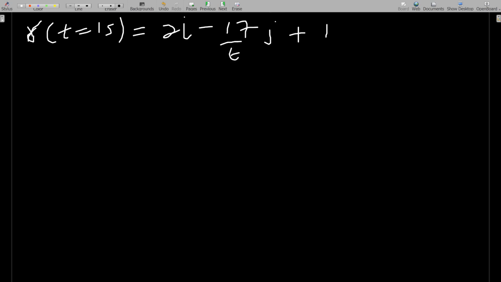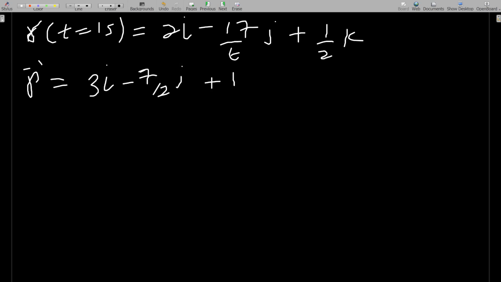Now when you do that, r at t equals 1 second will give me 2i minus 17 over 6 j plus 1 over 2 k. That is your r at time t equals 1 second. So my momentum at that point is 3i minus 7 over 2 j plus k. And we said that the angular momentum L is equal to r cross p.